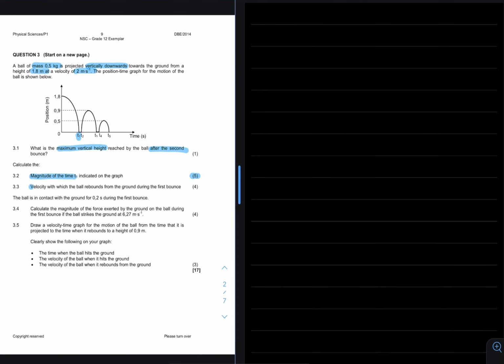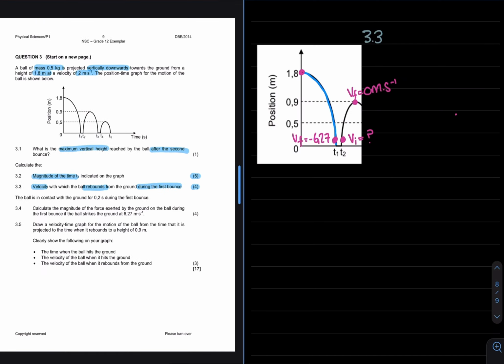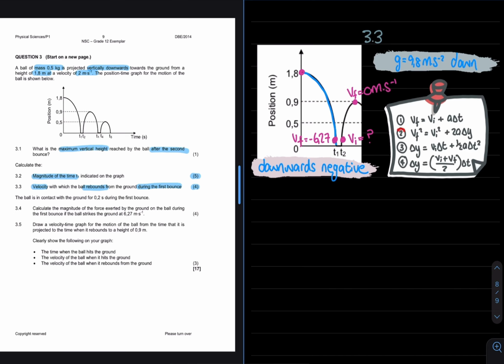3.3 says calculate the velocity with which the ball rebounds from the ground during the first bounce, for a total of 4 marks. In order to solve this problem, we would only have to make use of this projectile part of the path. We want the initial velocity with which it moves away to a height of 0.9 meters and a final velocity of 0 meters per second. We can now make use of equation 2. We have the final velocity of 0, we are looking for the initial velocity, and we have the acceleration as well as the displacement of the ball.